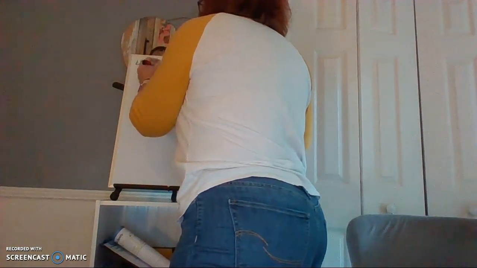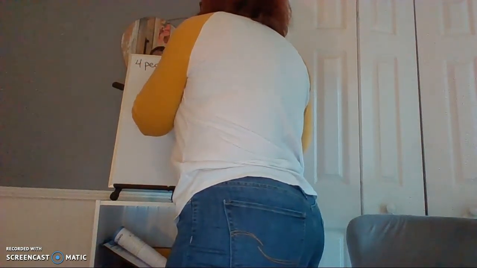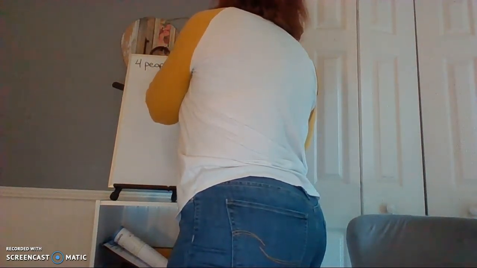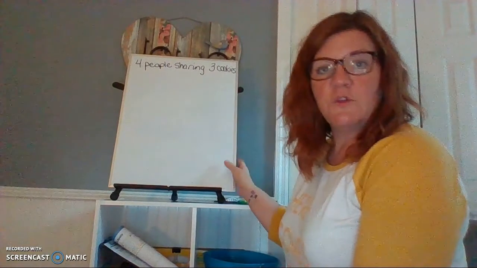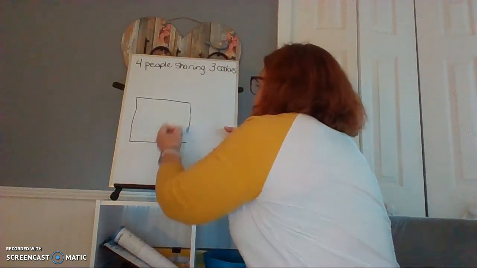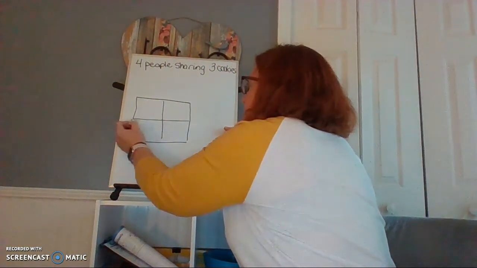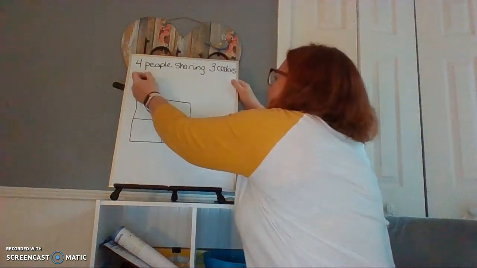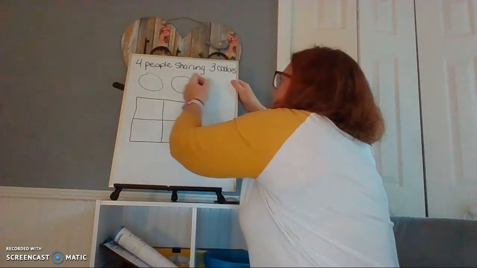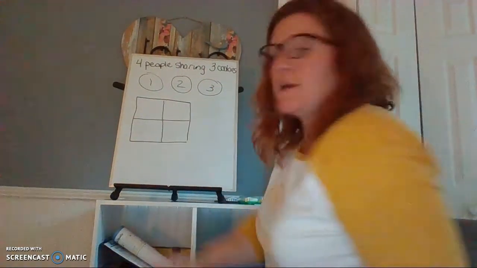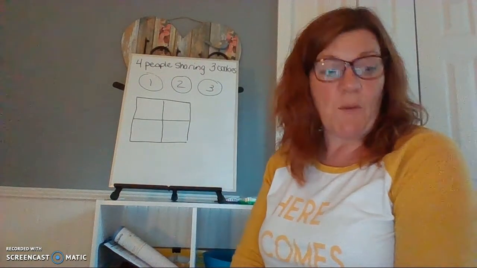4 people sharing 3 cookies. Okay? So I have that written down. 4 people sharing 3 cookies. Let me put my box. And of course, I'm going to divide it into 4 segments. This is 1 person, 2, 3, and 4 people. And I'm going to be looking at 3 cookies. I've got to divide these 3 cookies equally into these boxes, so each person gets the same amount.